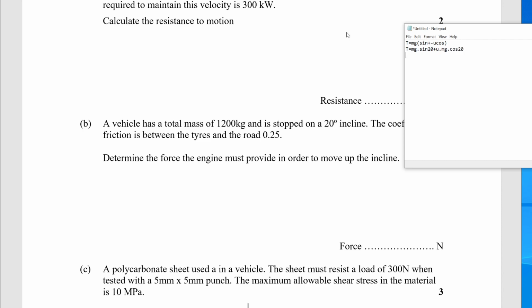Okay, so what do we have now? We're going to say mg is 1200 sine 20 plus mu, which is 0.25, brackets 1200 cos 20.